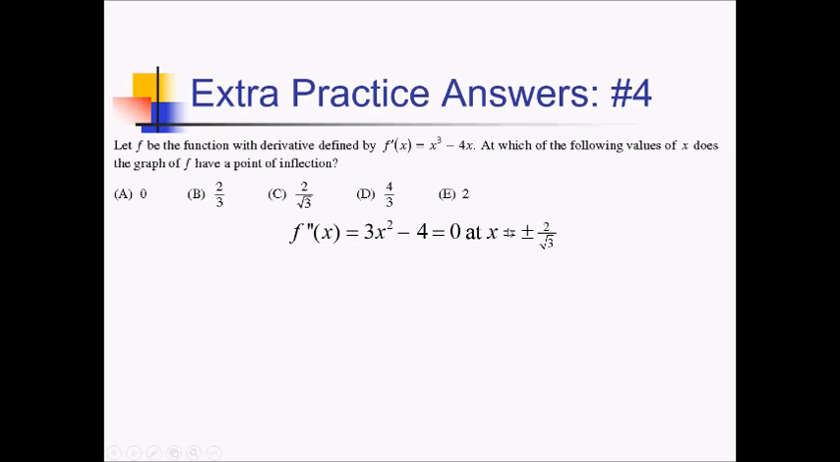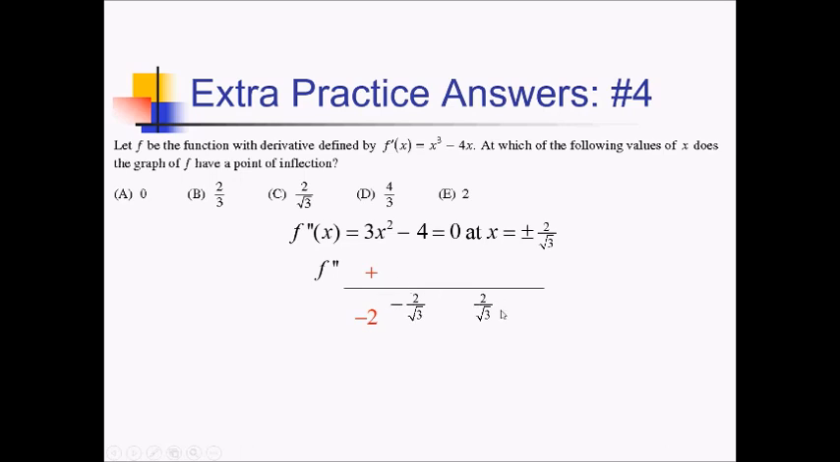So you could stop here and pick answer choice C, but just do a little sign analysis to really confirm the kill on this one. Here's my f double prime number line. I've got -2 over radical 3, positive 2 over radical 3, and I'll test something on each of these intervals. So to the left of negative 2 over radical 3, I think -2 is going to be less than that. So plugging that into f double prime, that's going to be 12 minus 4, which is a positive.